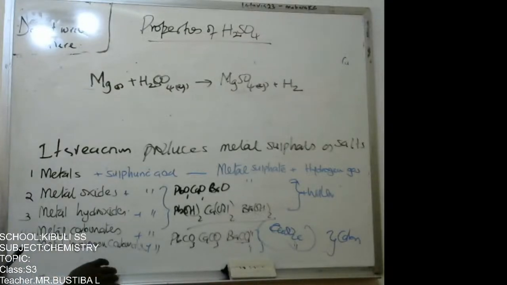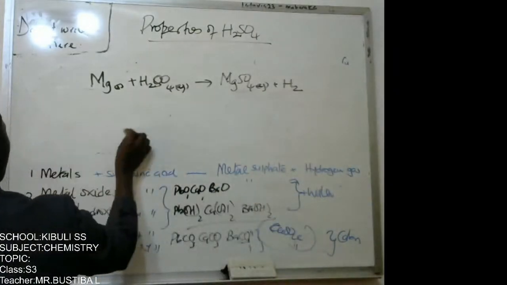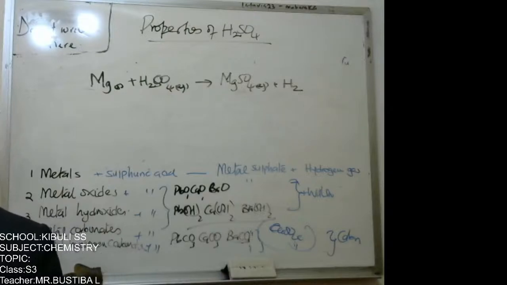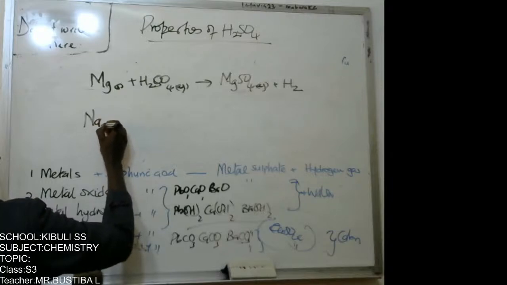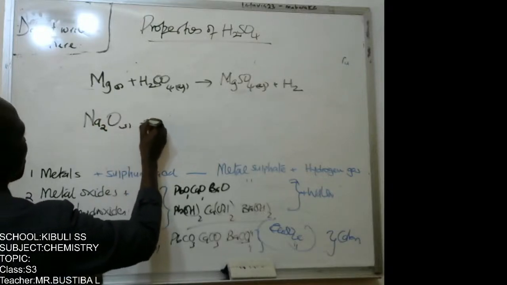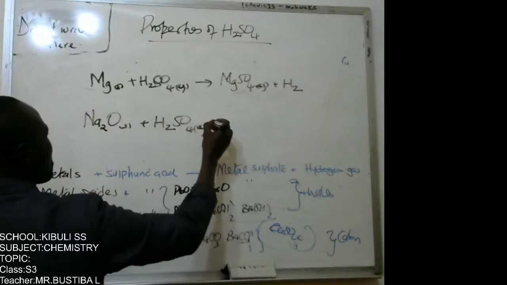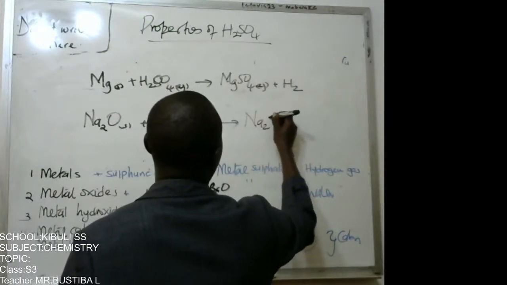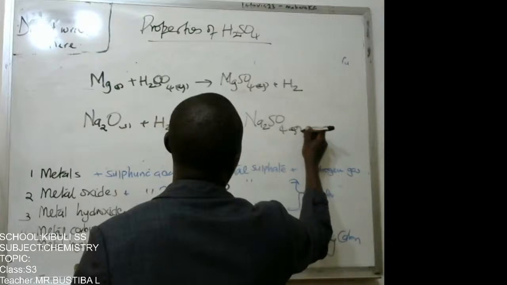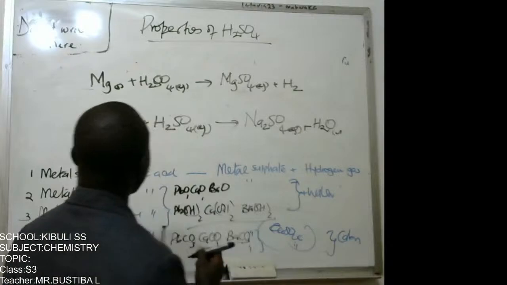Let us pick at least one metal oxide. Maybe from group 1, say sodium oxide, a solid, and I add sulfuric acid, it must be aqueous. Liquid becomes wrong. What do we obtain? Sodium sulfate, Na2SO4, which is aqueous. What else will be formed? It will be water. This equation is representing all metal oxides.